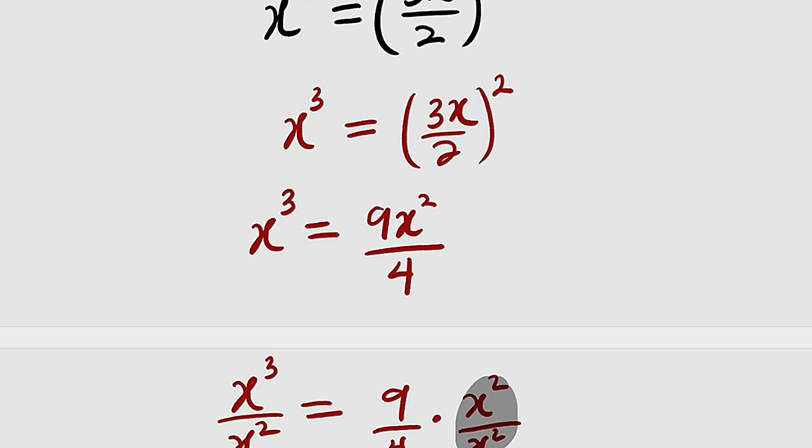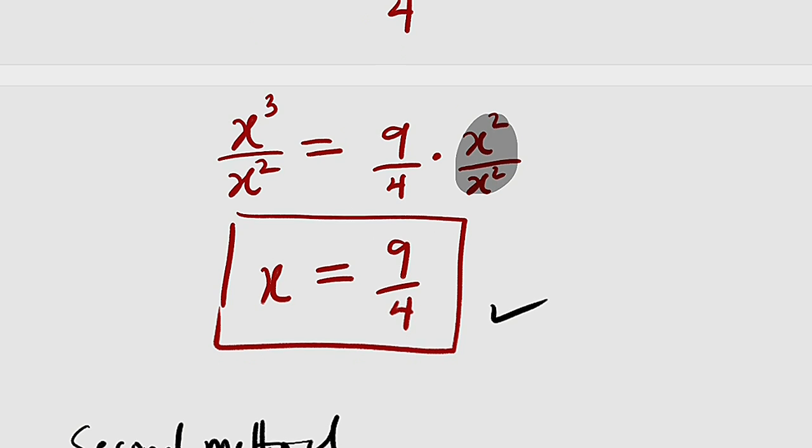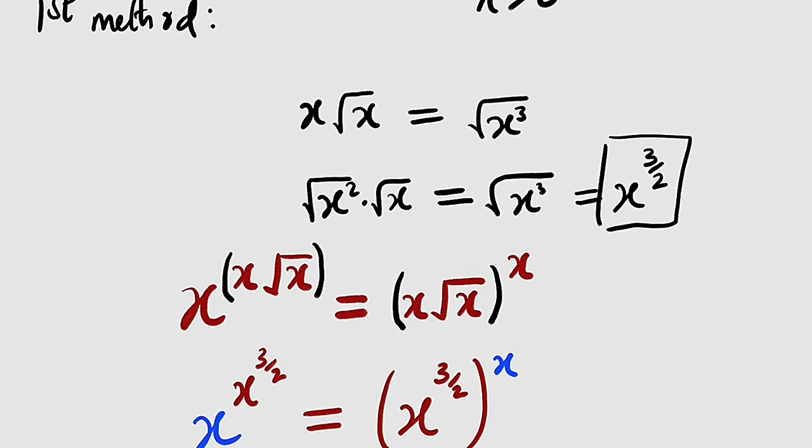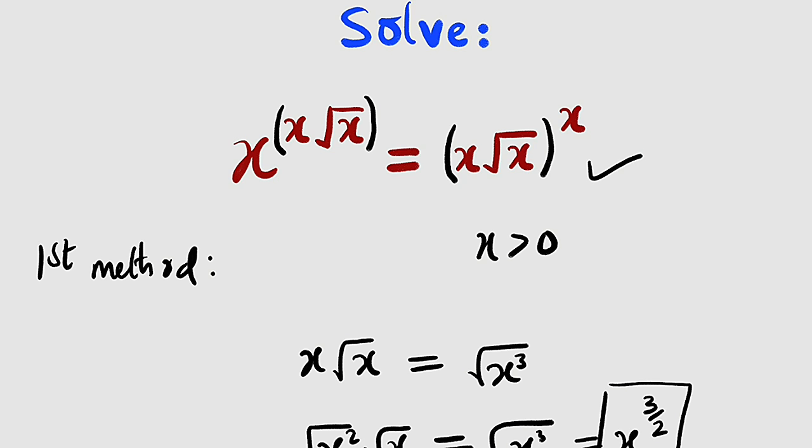For your assignment, I want you to test this value of x, 9 over 4, in the main equation to see whether the left and the right hand side are exactly the same.